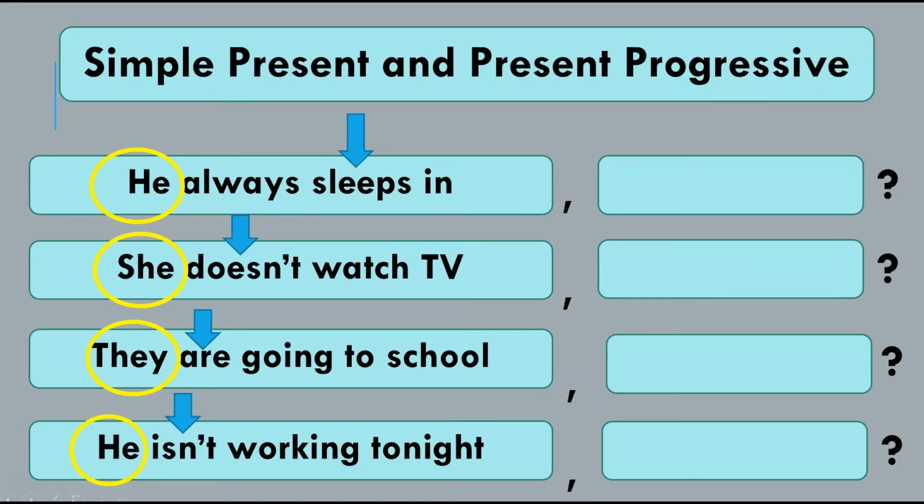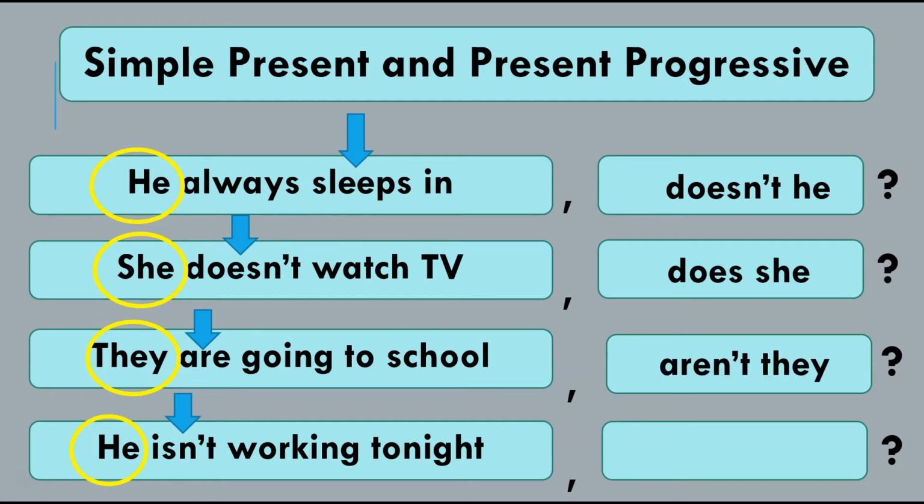Here are some more examples in the simple present and present progressive. He always sleeps in, doesn't he? She doesn't watch TV, does she? They are going to school, aren't they? He isn't working tonight, is he?